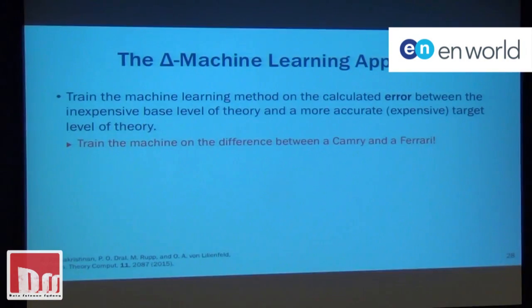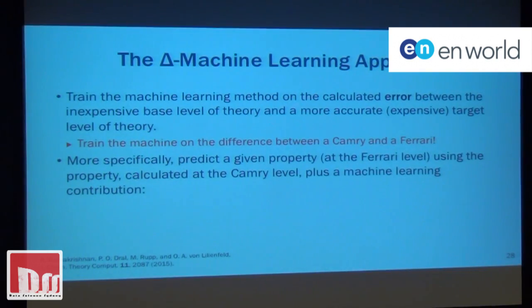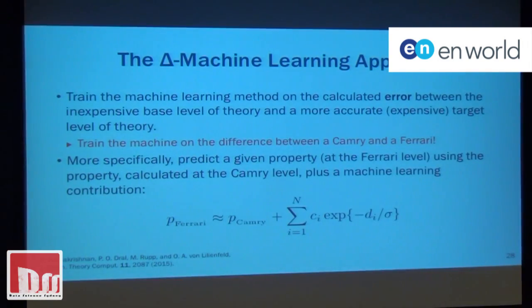Basically, we ask, can we train the machine learning method on the error between the inexpensive base level of theory, our Camry level of theory, and the more accurate, expensive Ferrari level of theory? Or train the machine on the difference between a Camry and a Ferrari. More specifically, can we predict a given property at the Ferrari level using that property calculated at the Camry level plus the machine learning contribution? So our Ferrari property is approximately equal to our Camry property plus our machine learning contribution.